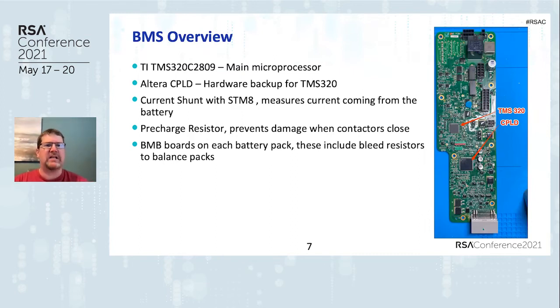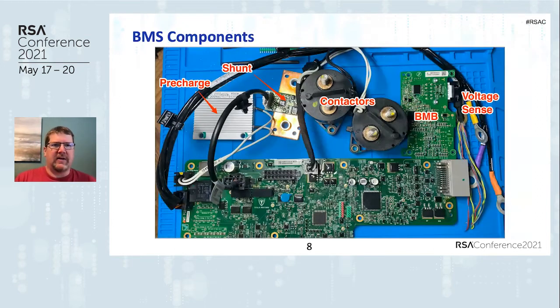Running just a small STM. And that's an important device that actually measures the amount of current coming from the battery through a very, very small resistor, a very low value resistor. And then there's a pre-charge resistor that is used to prevent damage when the contactor's closed, to prevent inrush current damage. And then there's B&B boards on each individual battery pack that also include bleed resistors to allow the packs to get all balanced out. Here's a good image that actually shows all of those individual components.